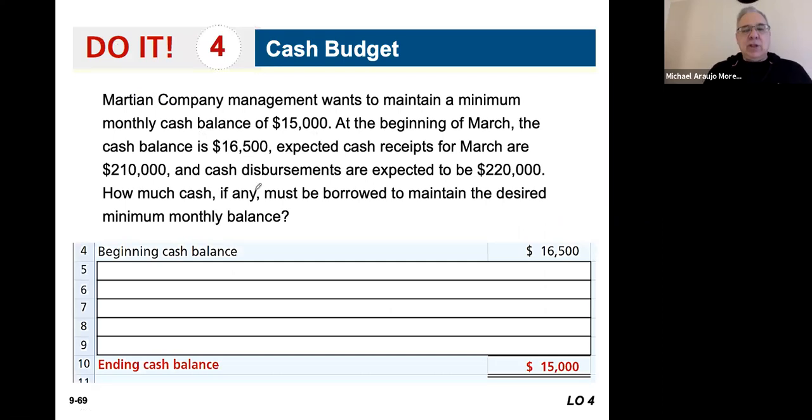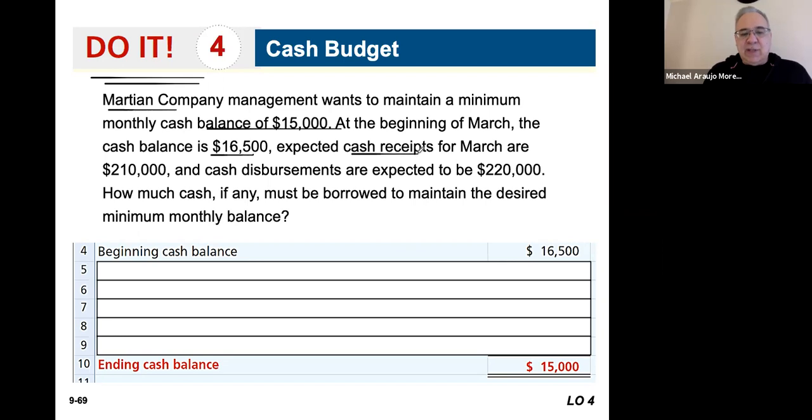Okay, so learning objective 4, there's a lot there. There's a lot. This is going to take you the weekend. So we have Martian Company. Sounds out of this world. They like to maintain a cash balance of $15,000. At the beginning of March, they had a cash balance of $16,500.